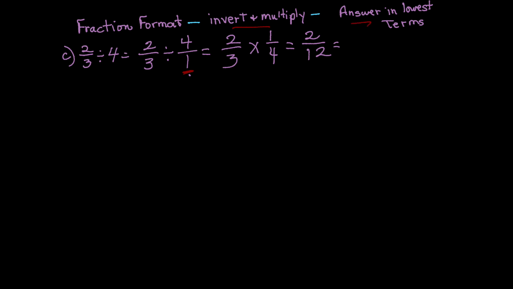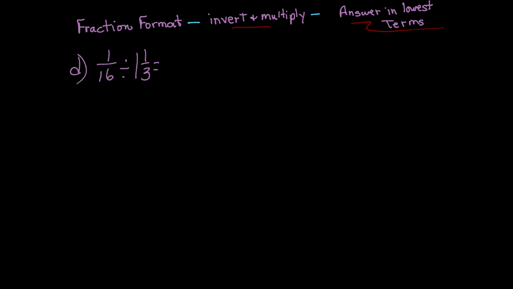Because this is where we are now. These are both even numbers, so no, it is not in its lowest terms. Let's change that. To change it, we can divide both by 2. 2 divided by 2 equals 1. 12 divided by 2 equals 6, and there is your answer.